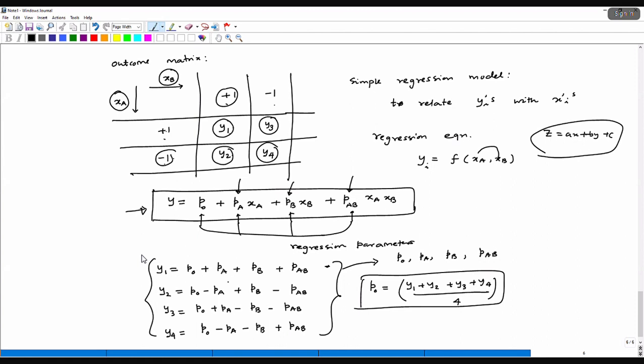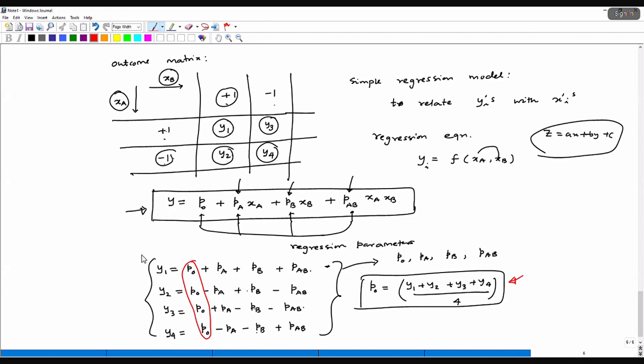So you can see from here, pa minus pa will get cancelled, pb minus pb will get cancelled. Similarly, plus pab minus pab minus pab plus pab. So if you add all the right hand side, you will have 4 times p naught. Here y1 plus y2 plus y3 plus y4. So p naught will be y1 plus y2 plus y3 plus y4 divided by 4.